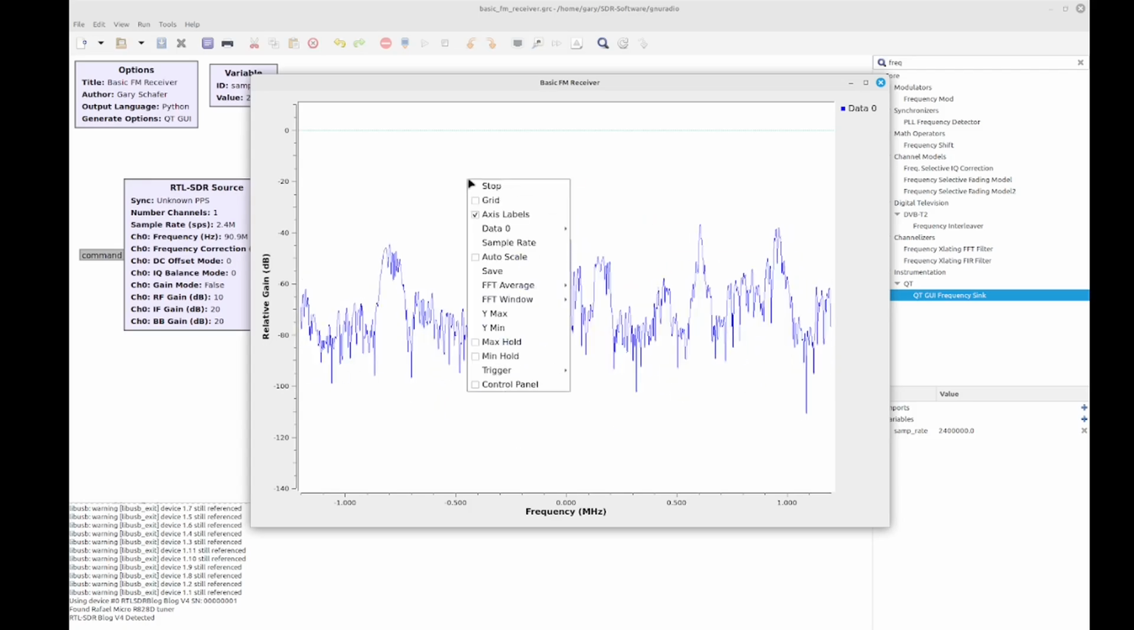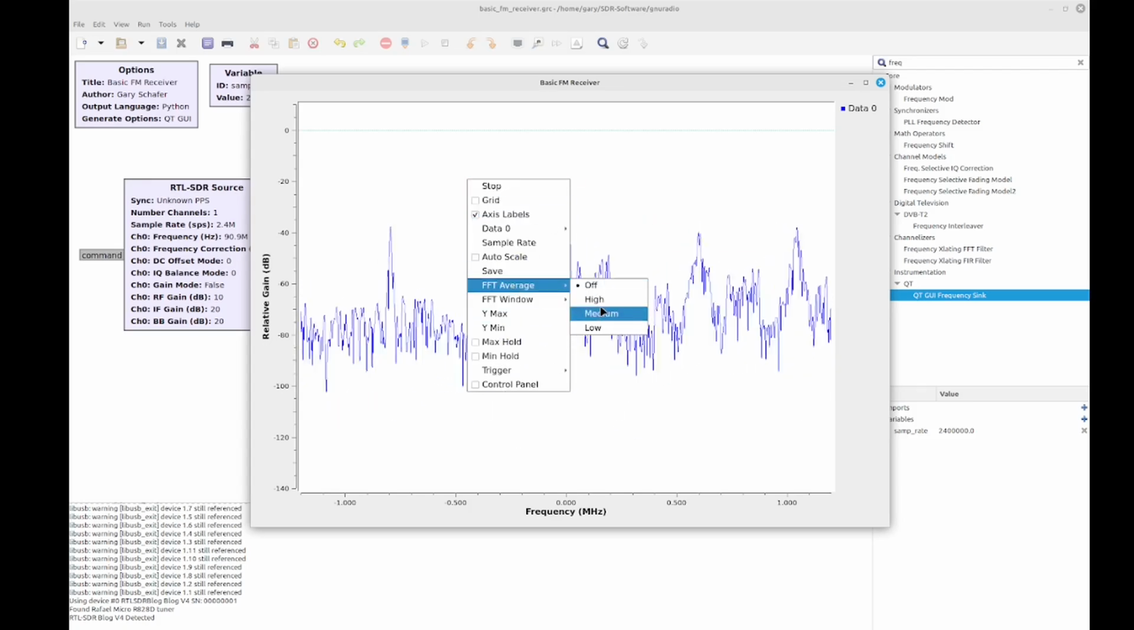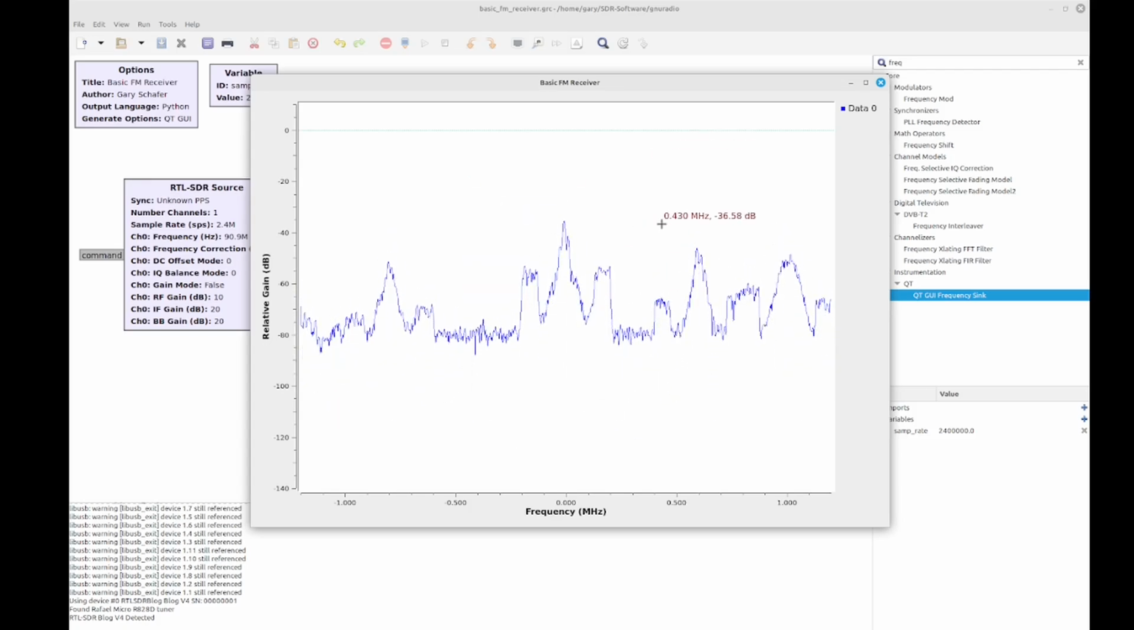But what you can see is if I add in some averaging, they kind of become these nice little square shelves off to each side of this center part here. What I'm going to be doing for this particular flow graph is demodulating this particular part right here in the center, the analog part.